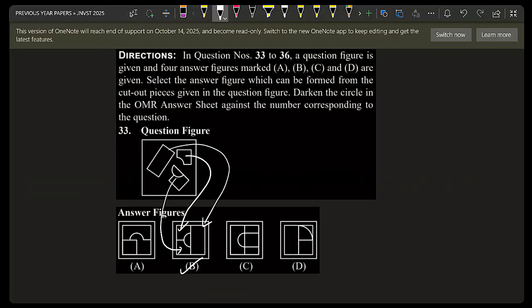Vilochan, what is your doubt? Sir, this paper is which year, sir? 2025.